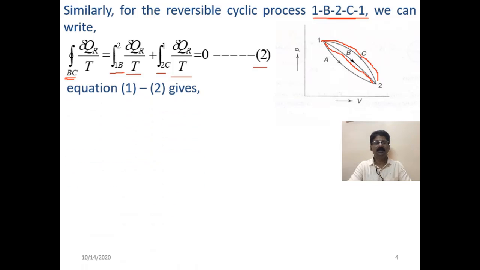Now equation 1 minus 2. So 1 minus 2 means don't consider this part. You will consider only this part of the two equations. So what you have in the first equation in the previous slide, 1c2.